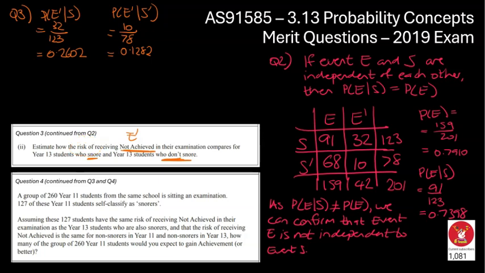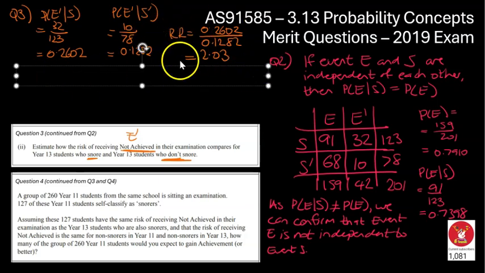So my relative risk is always equal to the bigger number divided by the smaller number. So I'm going to do this one divided by this one here. So we've got 0.2602, and that's going to be divided by 0.1282. And plugging that into my calculator, I'm going to get 2.03. Because it's a merit question, we always got to relate things back to context, which normally requires a sentence. We just got to interpret what this number means.